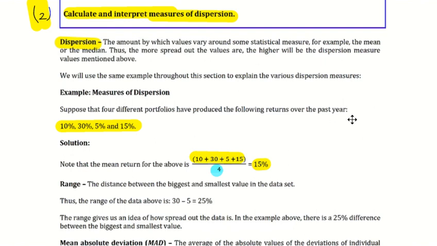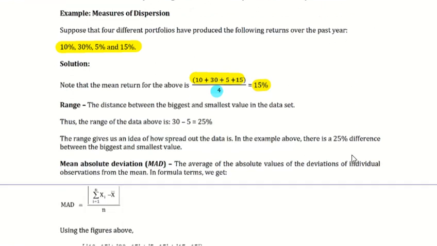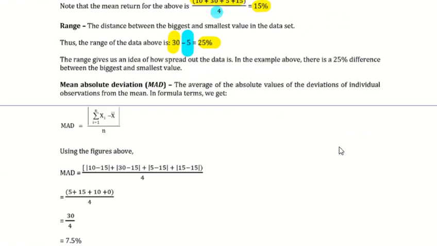Now we start to calculate our various measures of dispersion. The very first one is called your range. Your range says, well, take your highest value and your lowest value. Highest value 30 from over there, lowest value 5, and the difference between the two of them would be your range, how far apart they are, and that's obviously 25%. Nice and easy.